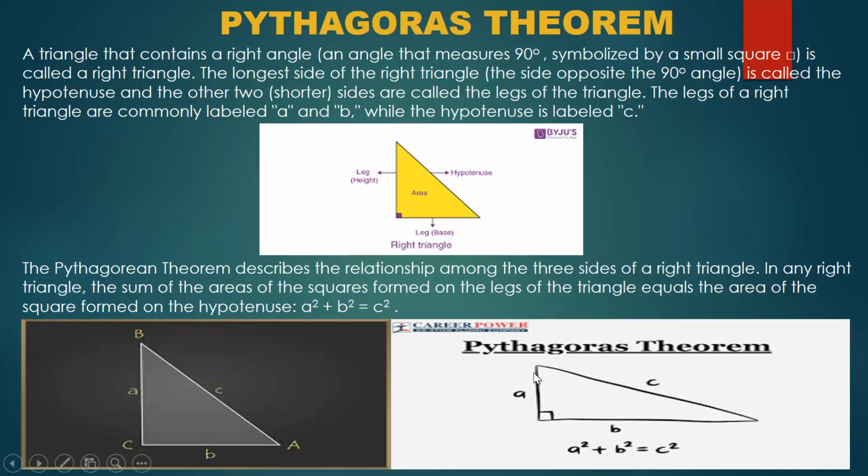So in this diagram, this is side A, this is side B, and this is side C. So the square of side A plus the square of side B is equal to the square of side C. So this is the Pythagoras theorem. I hope you have understood it. So we move to the next slide.